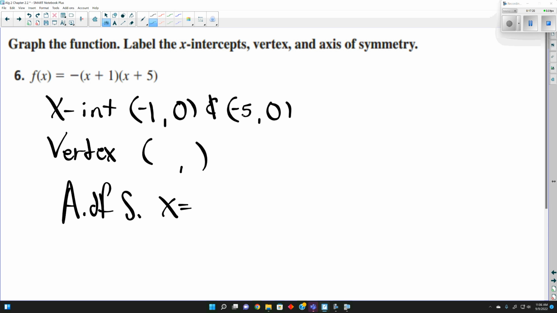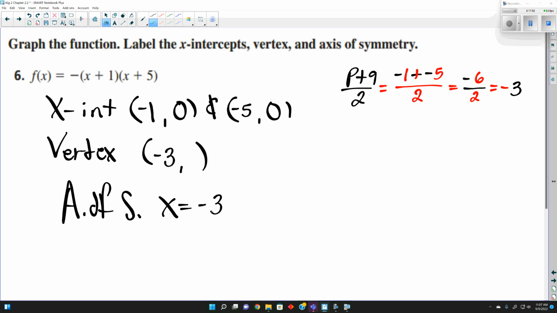Now we need to find the x value of the vertex. And we can find that with our p plus q over 2. Well, the p and q values are -1 plus -5 over 2. -1 plus -5 is -6. And -6 divided by 2 is -3, and that's going to be the x value of the vertex, and the axis of symmetry is going to be x is equal to -3. Those two will always match when we have it as y equals, or f of x equals.